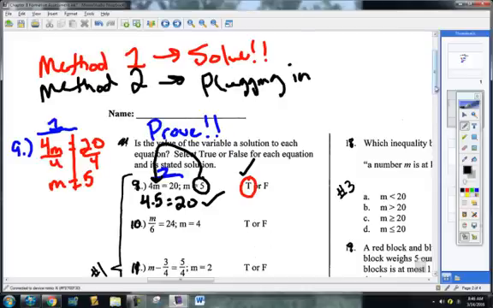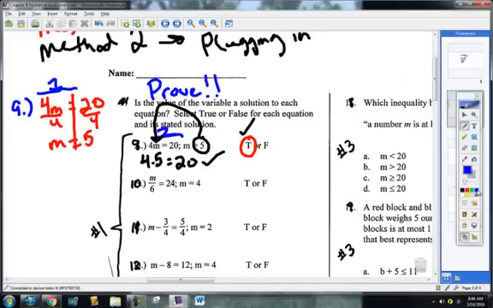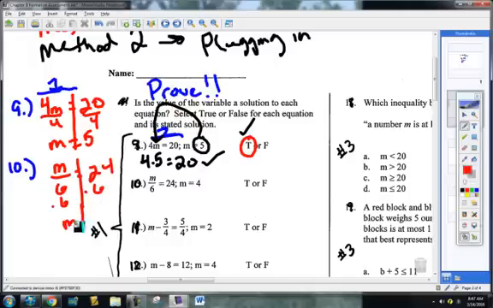Next one. Once again, method 1 over here. And that is going to be, okay, so we have the equation m divided by 6 equals 24. So I'm going to draw my line. I'm going to multiply by 6 to both sides. And I'm going to get m equaling what?